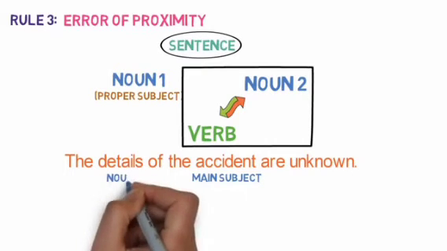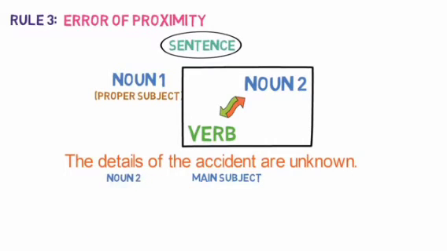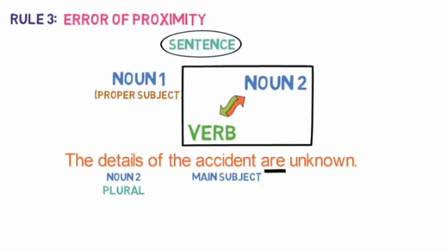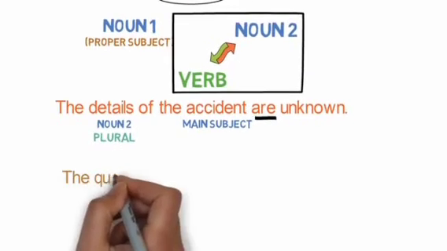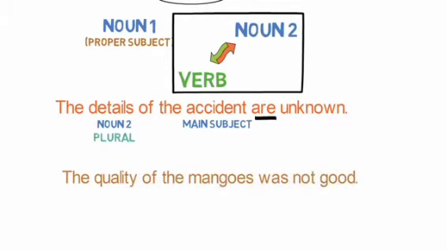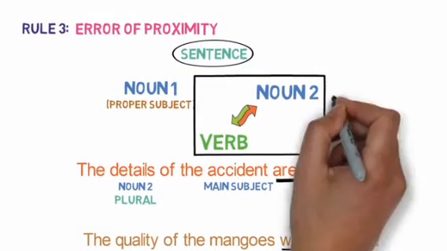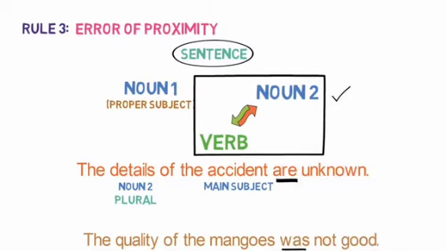The main subject is the accident, but the proper subject is the details, and that is what we are interested in, in this sentence. The details is in the plural form, so it should require a plural verb. The details of the accident are unknown. The next one, the quality of the mangoes was not good. The mangoes is in the plural form, but what we are discussing here is the quality itself and not the mangoes. So the quality, which is singular, should affect the verb tense. That's why we have was there.